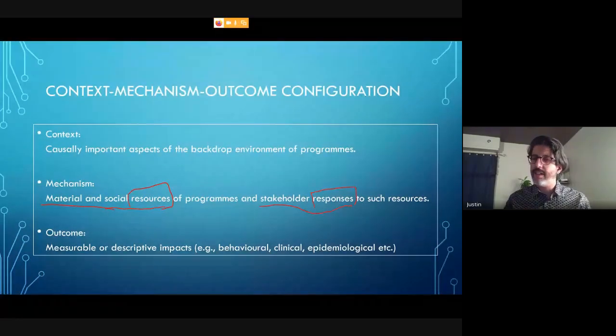Now, this is also a very thin description. We could explode this idea and get in much more detail about all the different ways that the architecture of a program can provide resources. But the key here is that mechanism is about the architecture of the program. Context is about the backdrop, the environment upon which the program is implemented.